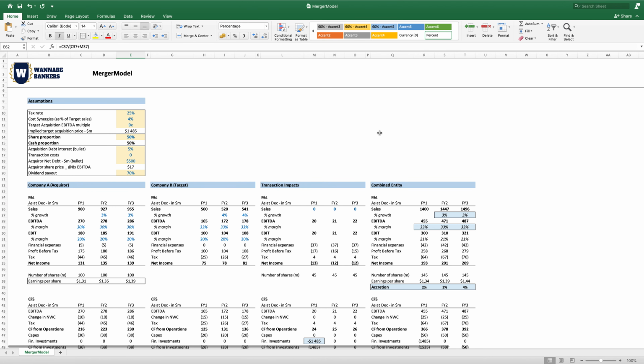Okay, so that's it. It's a very quick overview of the mechanics of a merger model.